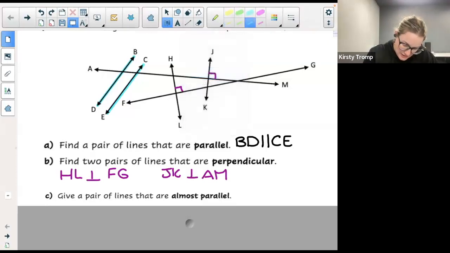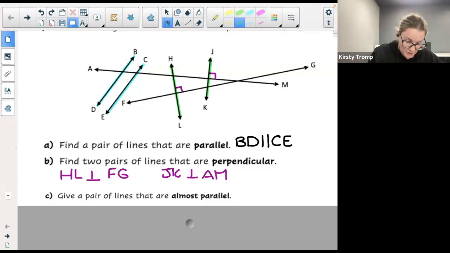Tamian, do you want to give me a pair of lines that are almost parallel? Yes, but I'm not quite sure. That's okay, try. Which ones do you think look like they're almost parallel? I think it's HL and JK. I would agree. I would say that HL and JK are almost parallel, but not really.